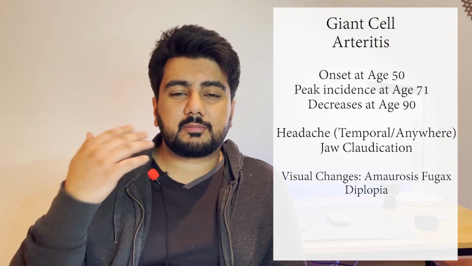The patient will also complain of jaw claudication, which is what happens when you get pain when you're eating or chewing your food. This happens because of vascular insufficiency of the masseter and the temporalis muscle. Once you're examining the patient, make sure that you look for temporal artery tenderness and do check their visual acuity using a Snellen chart. You can also check their visual field, which is going to be affected in this condition.